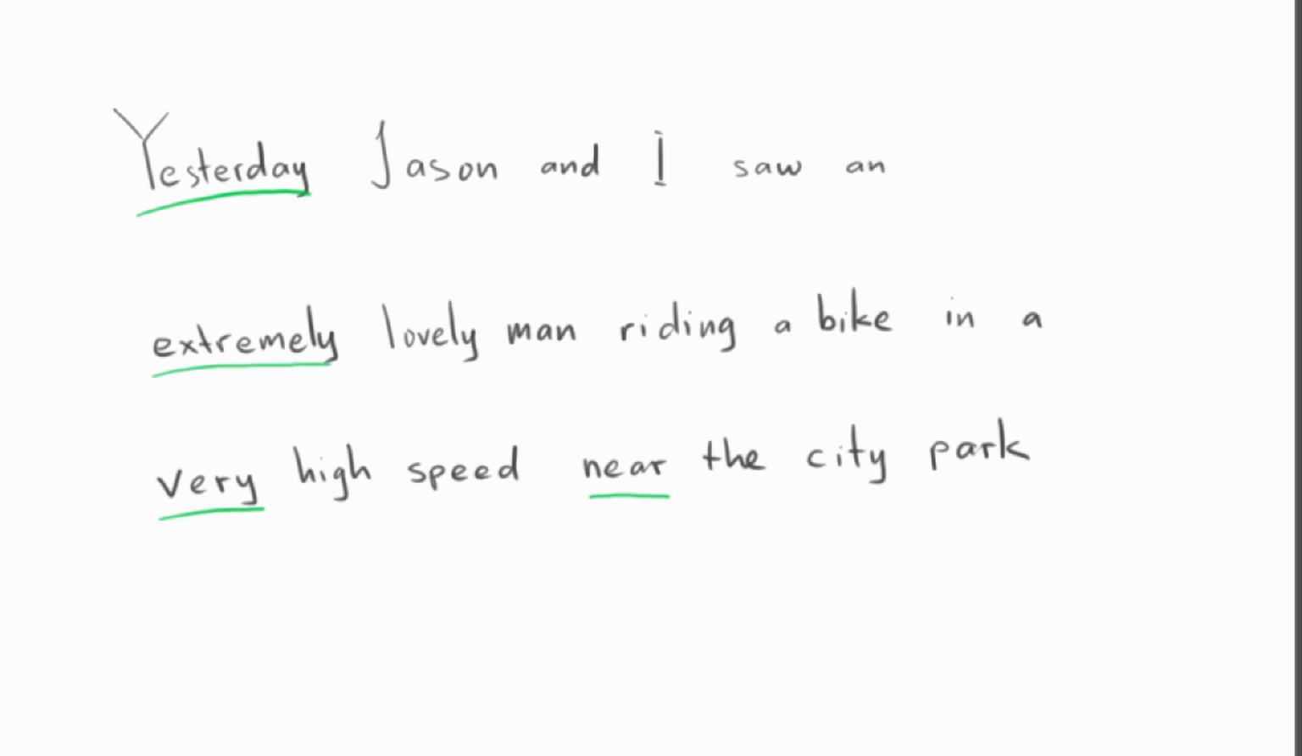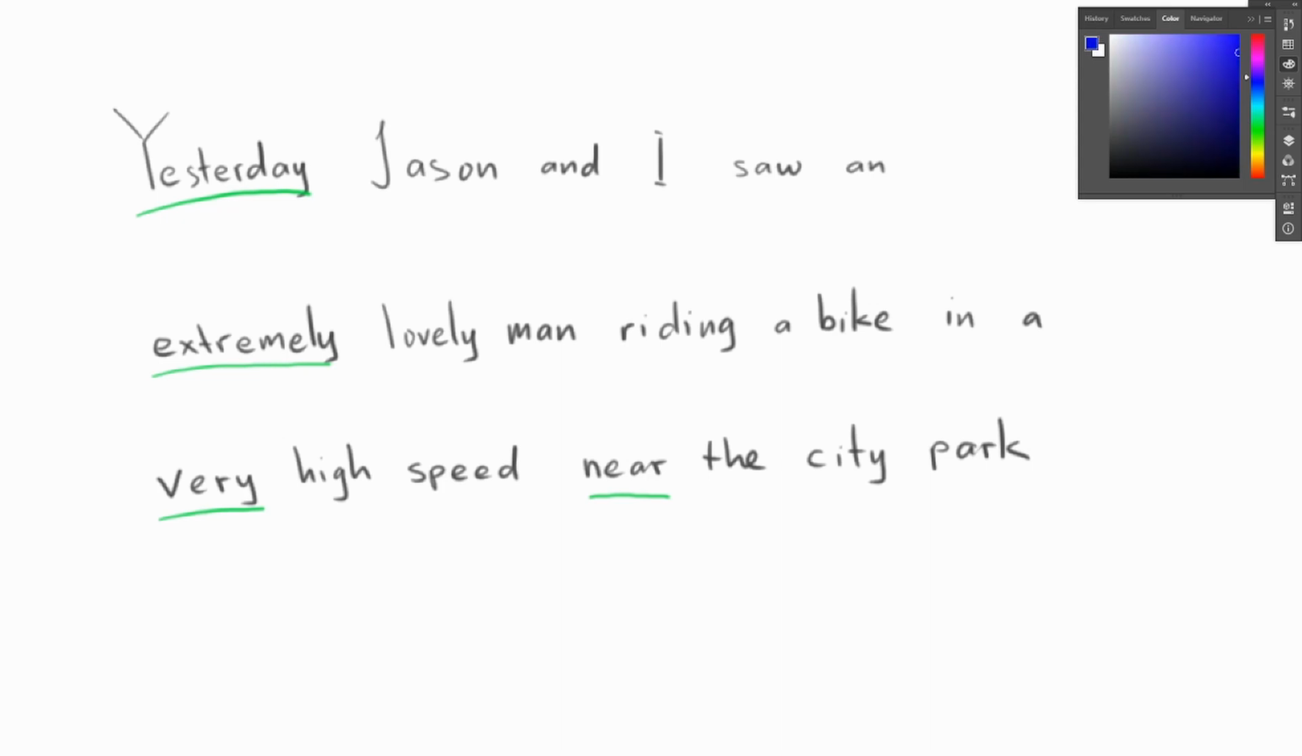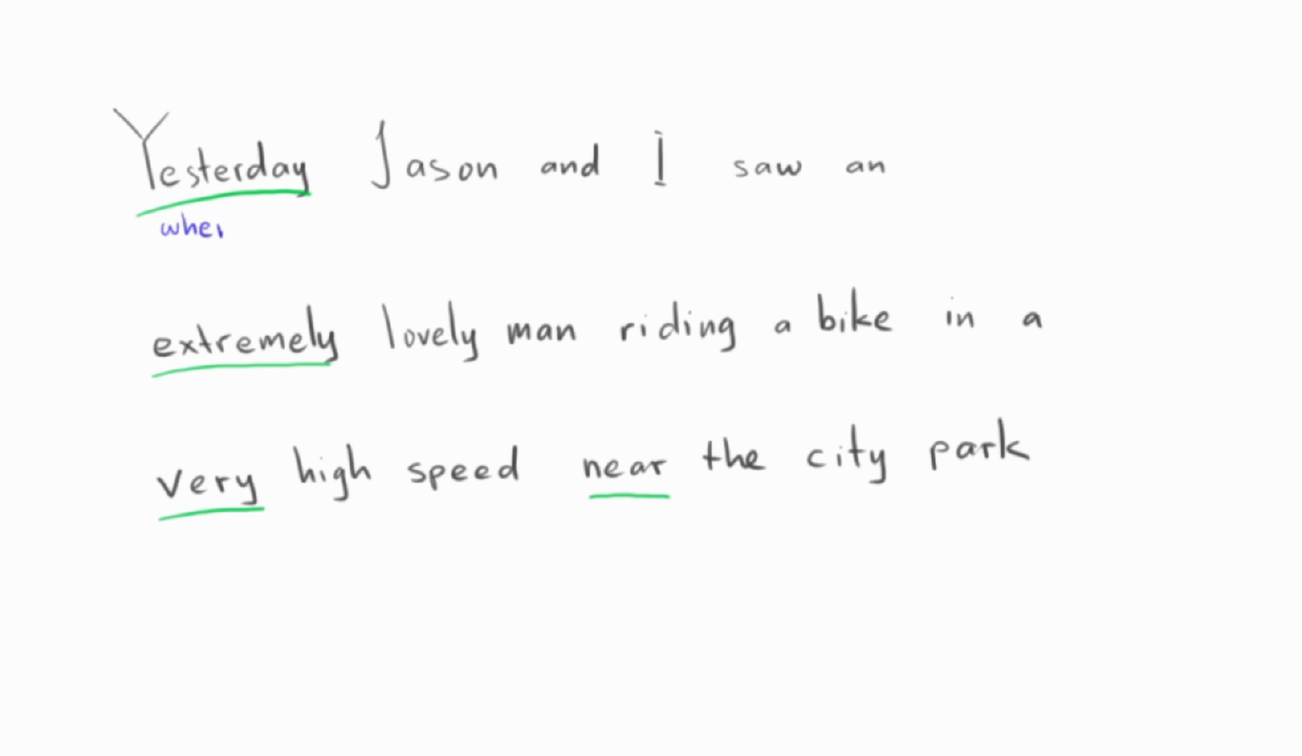Yesterday is an adverb which tells us when Jason and I saw the man. Extremely describes to what extent the loveliness of the man was. Very also describes how high the speed was. Near tells us more about where the activity happened.